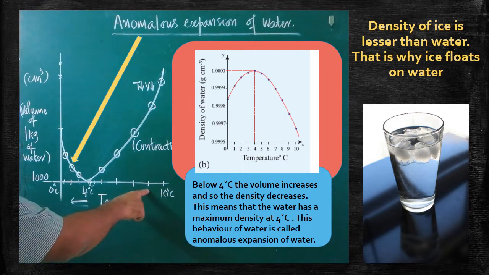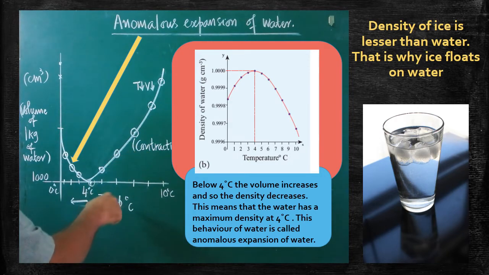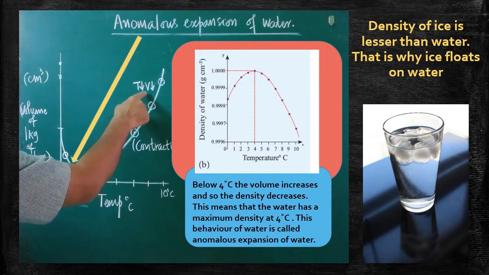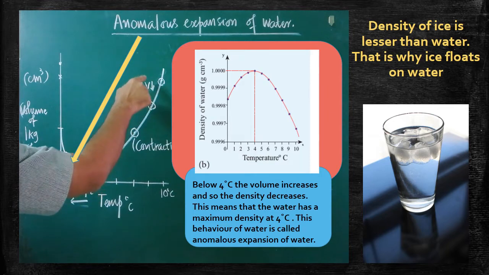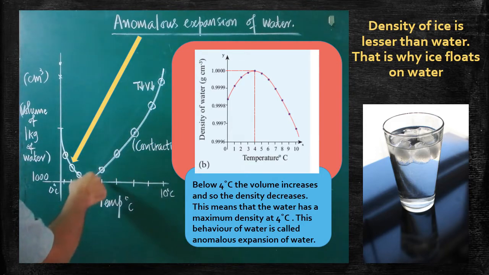When the temperature is further reduced from 9 degrees Celsius to 8 degrees Celsius, again volume decreases and contraction takes place. When the temperature is reduced from 8 degrees Celsius to 7 degrees Celsius, again what happens? Temperature is reduced, volume is also reduced. Therefore, all the values are plotted in this direction.